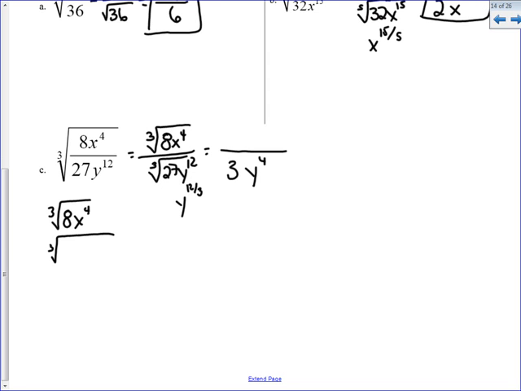You're overthinking it. Look at my list of perfect cubes. Is 8 on there? Yeah, so just bring it down. You don't have to split up everything. First check is always, is it on your list? If it's on your list, don't break it up. And then how about the x to the 4th?